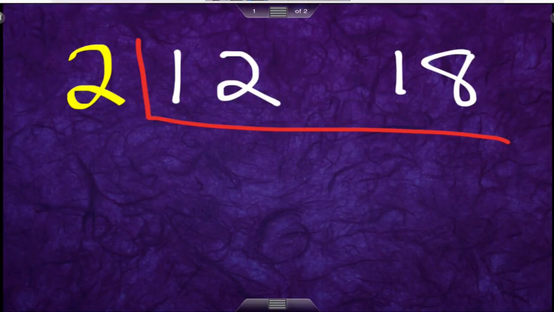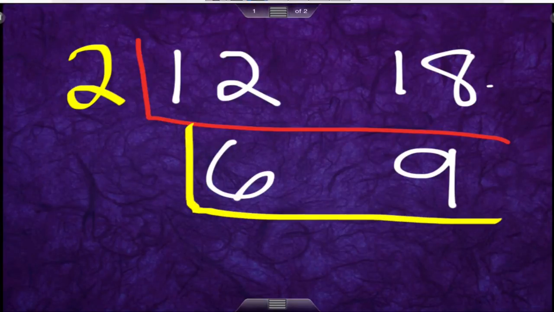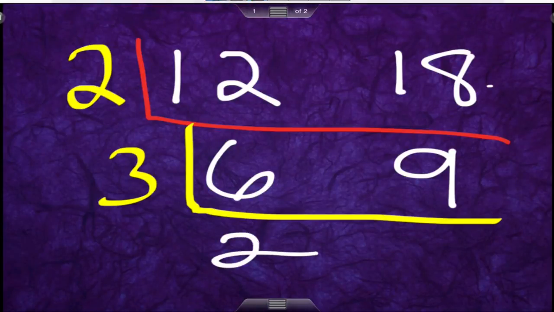So 12 divided by 2 is 6, so I'm going to write 6 here. 18 divided by 2 is 9. So I have 6 and 9 left over. Now I look at 6 and 9 and I make another division bar. I look at them and I say, okay, 6 and 9, what number can go into both of them? Well, I know 3 can. So 6 divided by 3 is going to be 2. 9 divided by 3 is 3.